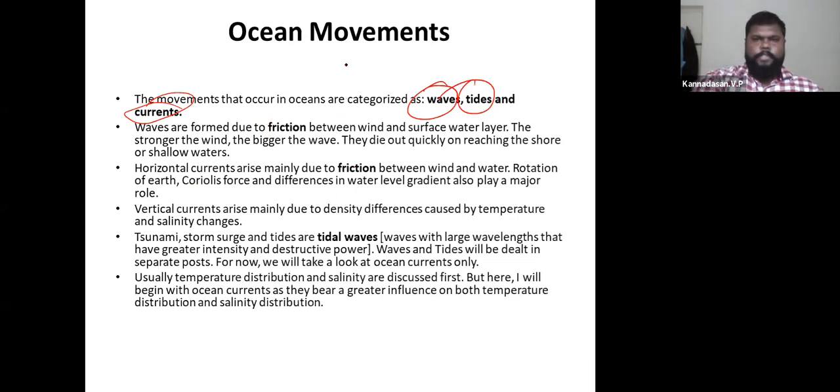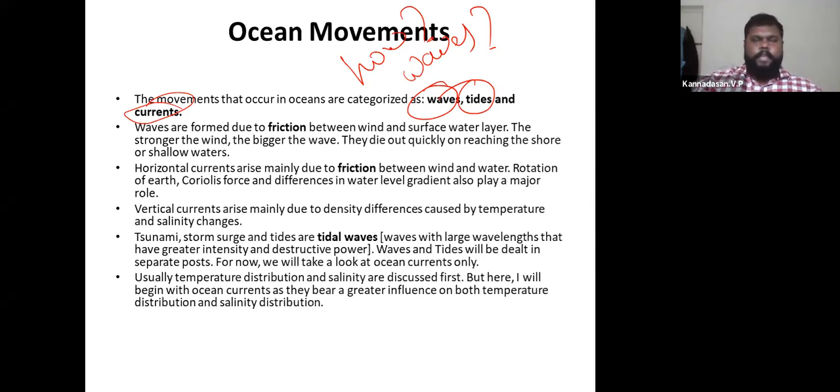What is the driving force for the waves? Wind, okay, simple as that. Due to wind. The friction that is created by moving wind on the surface water is how waves are created.